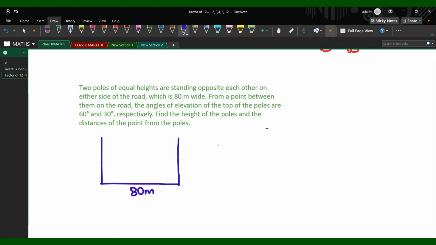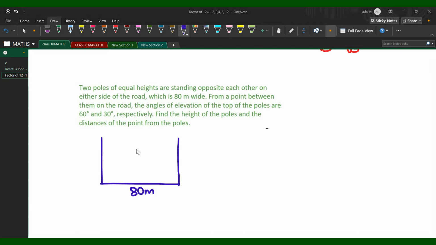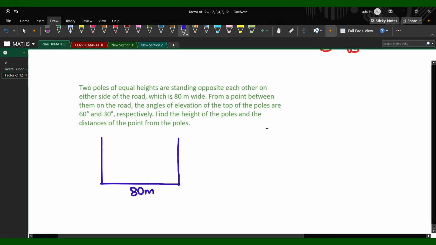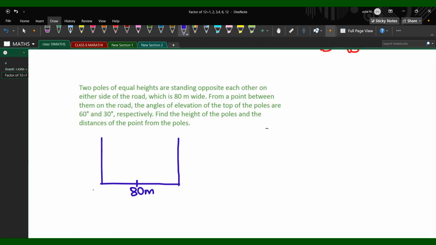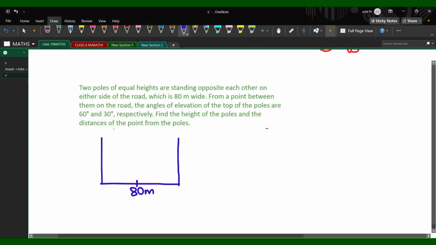From the point between them on the road, the angle of elevation of the top of the poles are 60 degree and 30 degree. Okay, from a point between them on the road. So this is the between point.